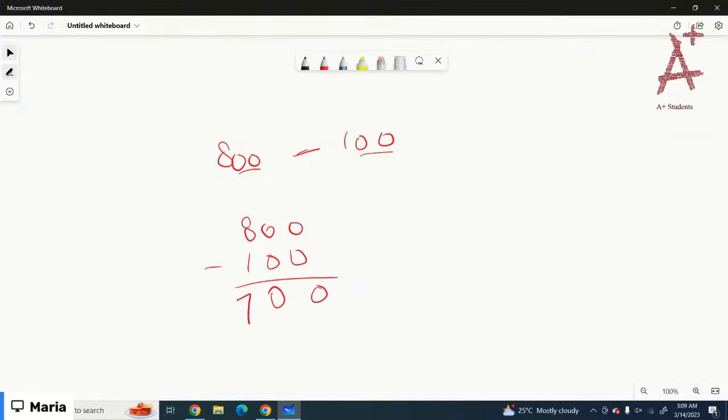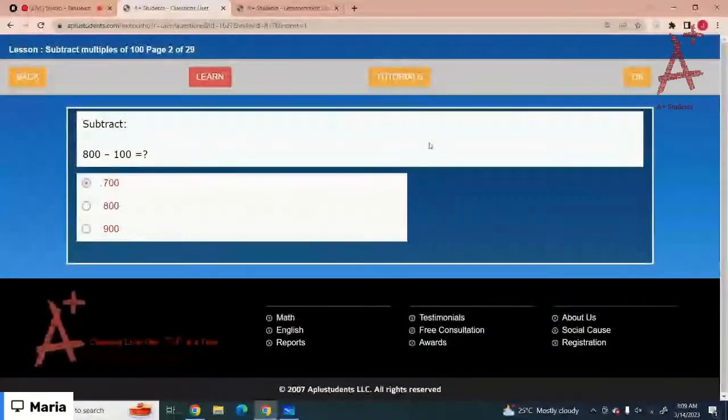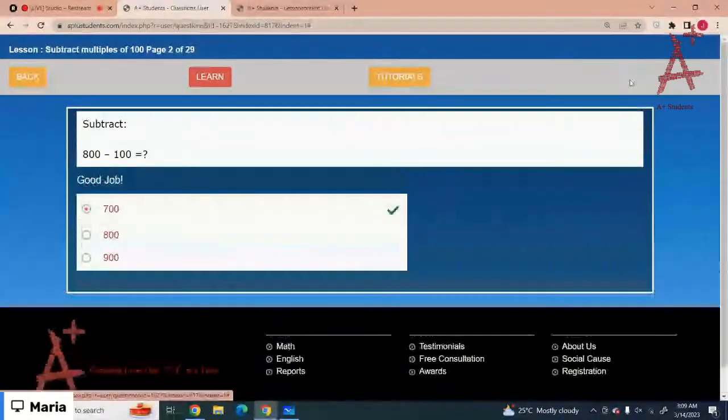That means 800 minus 100 equals 700. Got it? So the correct option is 700. 800 minus 100 equals 700. 700 is the correct option.